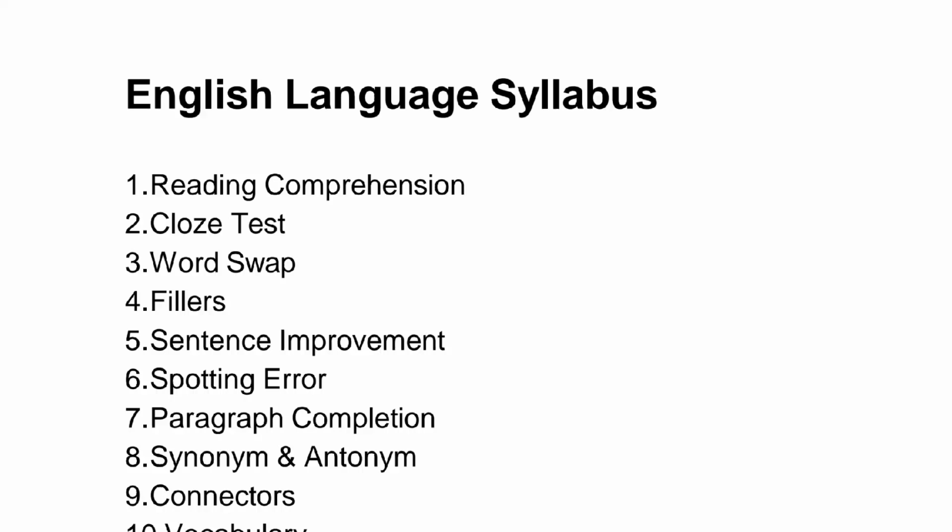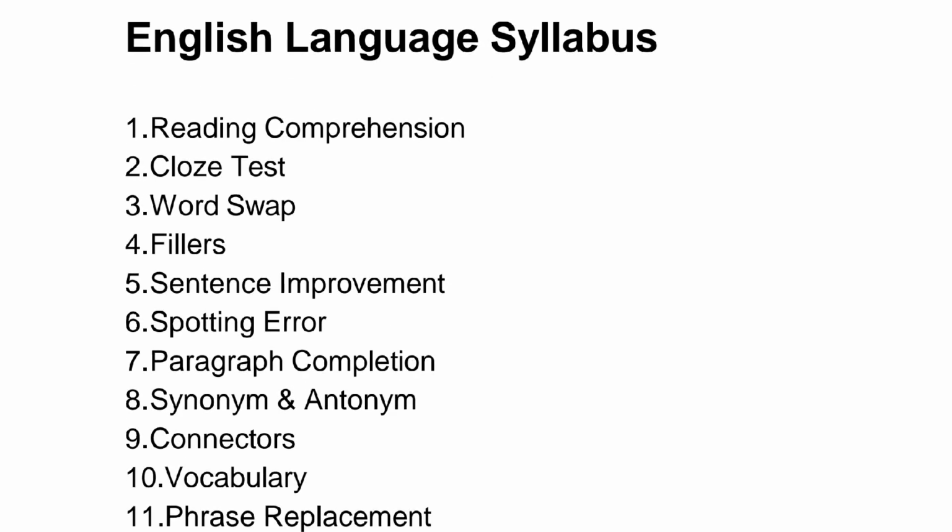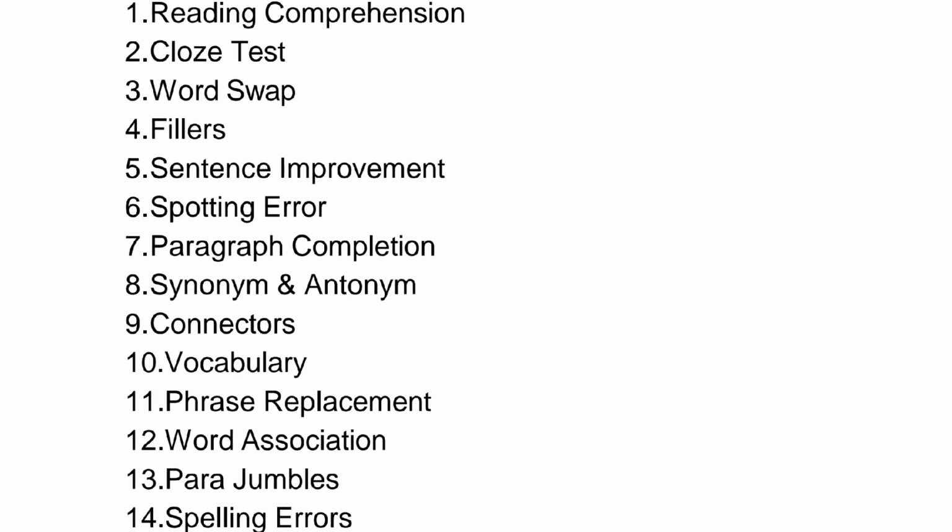Now next is what syllabus we are going to cover about in RBI Assistant exam. That first is reading comprehension. It is like a passage in which you have to read that passage and answer the questions which are given below. Now second is cloze test. Third is word swap. Fourth is fillers. Fifth is sentence improvement. Sixth is spotting errors. 7 is paragraph completion. 8 is synonym and antonym.